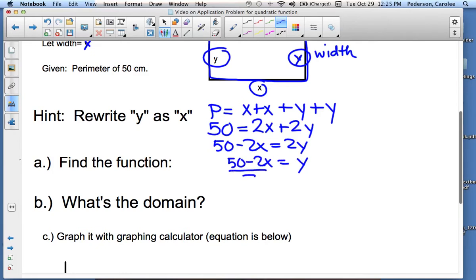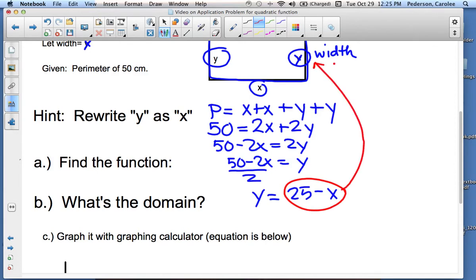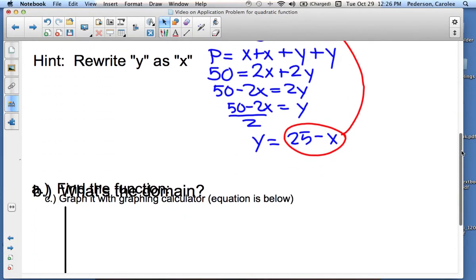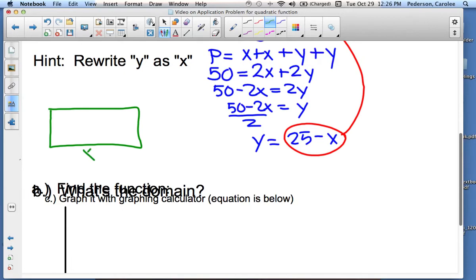So I get y to be 25 minus x. So this 25 minus x can replace y right up there. So now I've rewritten the y as x. So if I create this rectangle again, my length is x and my width is 25 minus x.